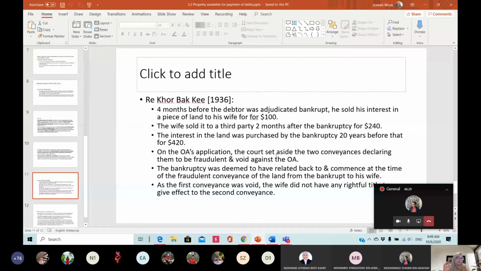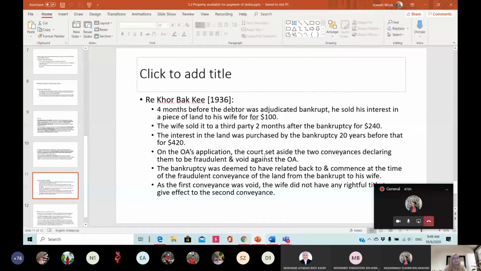So yang fraudulent transaction ataupun conveyance is under section 3 subsection 1 paragraph B. So it amounts to an act of bankruptcy. Okay, sebab tu saya kata macam kefahaman tentang act of bankruptcy is important here, for you to understand this. So in this case the court ruled that it is fraudulent conveyance. Okay, therefore it is void.